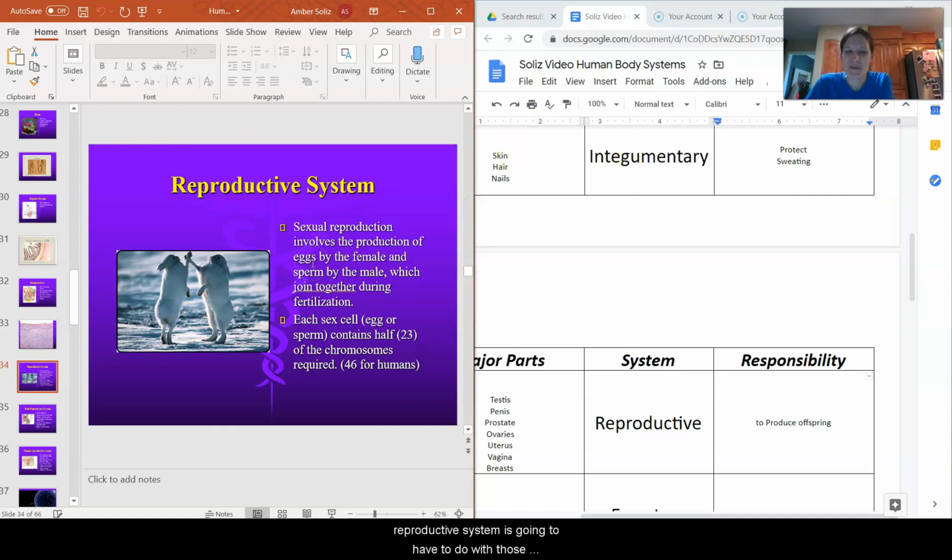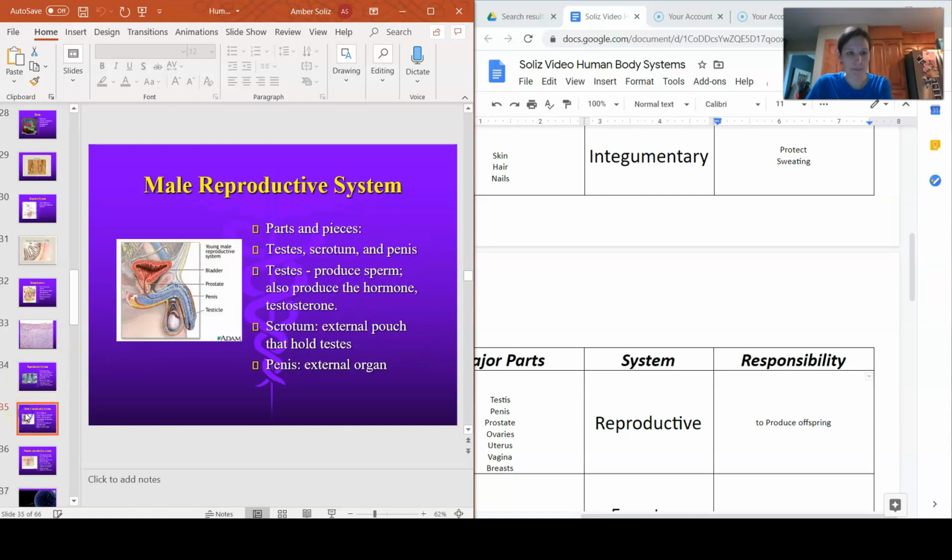But the reproductive system is going to have to do with those gametes. And we've talked about those gametes before. Gametes are your sex cells. It's the game only adults get to play. And it's going to be sperm and eggs. And they go through meiosis, so they have half the chromosomes. And when they combine, for humans, you get a total of 46 chromosomes. We've talked about that before.